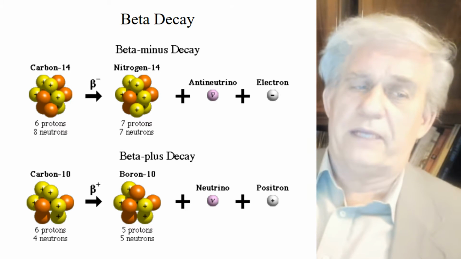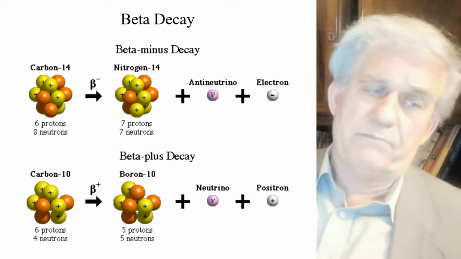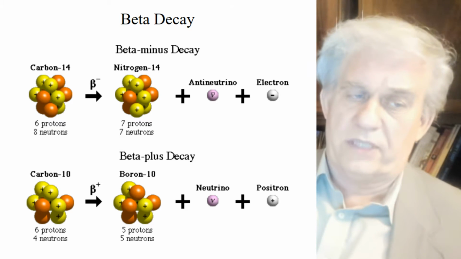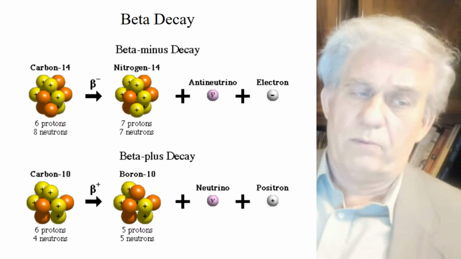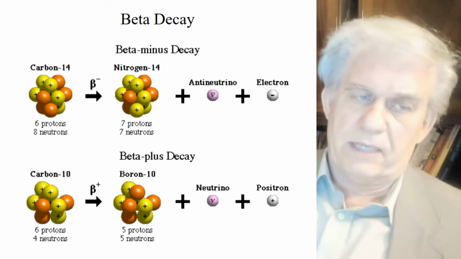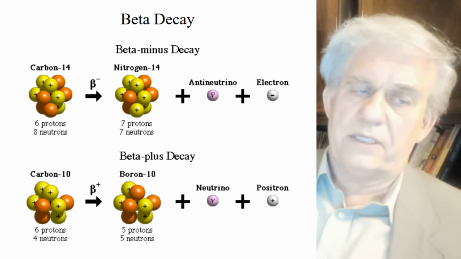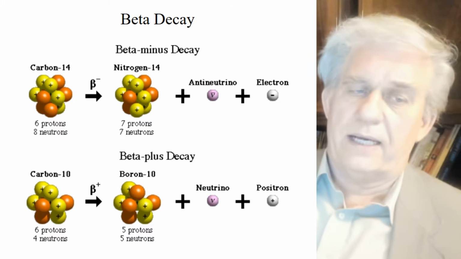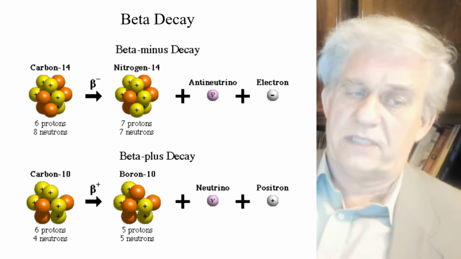What happens in beta plus decay? The opposite. You have maybe carbon-10, it goes into boron-10. And what has happened here? Well, one of the protons and its electron, right? Both of them together become a neutron. They neutralize each other, okay? And it releases in the process a neutrino.